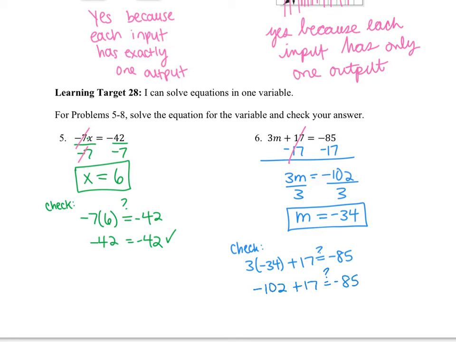If you plug that in on the calculator, again, use that to your advantage to make sure you're not making mistakes. You do get negative 85. So we confirmed that our answer is correct. On the next page, we'll solve some more.